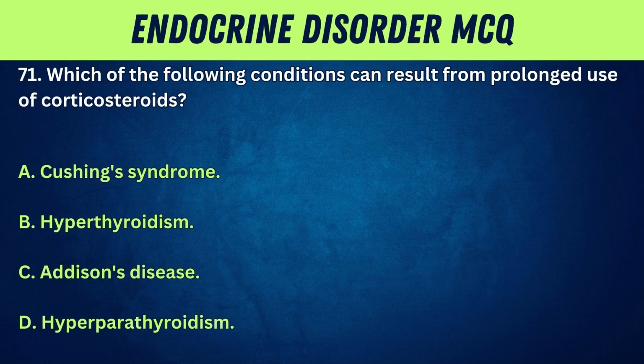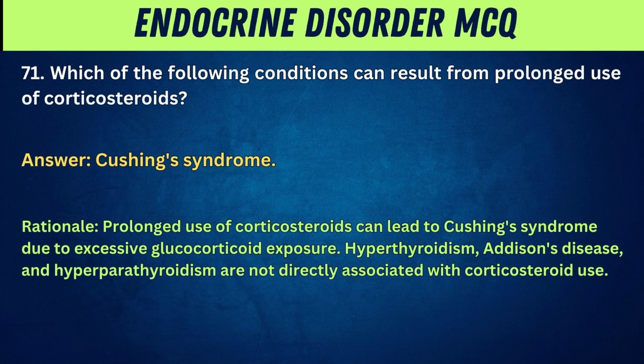71. Which of the following conditions can result from prolonged use of corticosteroids? A. Cushing's syndrome. B. Hyperthyroidism. C. Addison's disease. D. Hyperparathyroidism. Answer: Cushing's syndrome. Rationale: Prolonged use of corticosteroids can lead to Cushing's syndrome due to excessive glucocorticoid exposure. Hyperthyroidism, Addison's disease, and hyperparathyroidism are not directly associated with corticosteroid use.